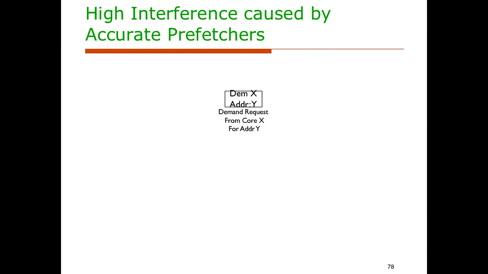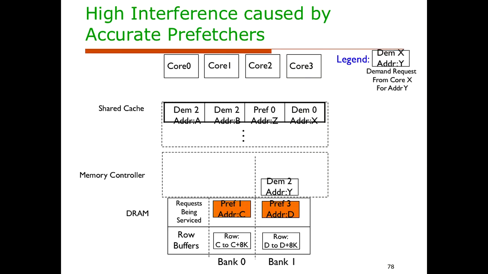So let's take a look at why even accurate prefetchers cause this interference. So let's say we have this demand request from core X to address Y. We're going to look at some examples of what happens between different cores. This is what you have in the cache. Again, this is core 2's demands. Core 0's prefetch, core 0's demand brought these different addresses. And this is what's happening in the memory controller, and these are the requests that are being serviced, these prefetch requests. Now you can clearly see that this prefetch request is delaying this demand request. And this prefetch request is from core 3, right?